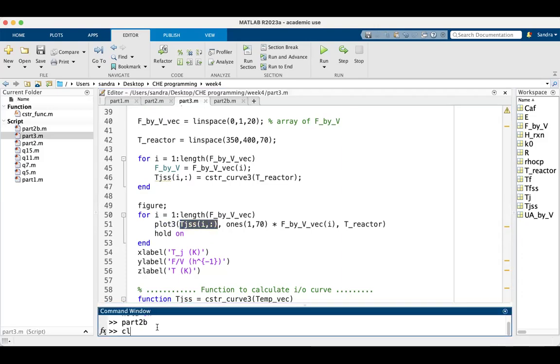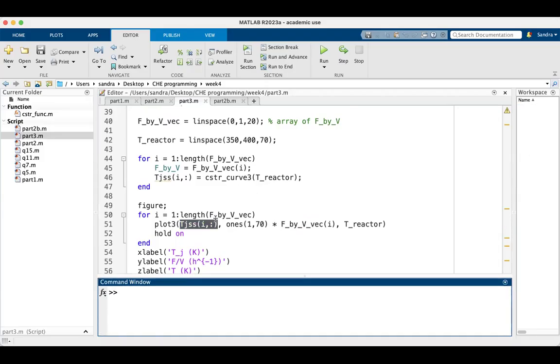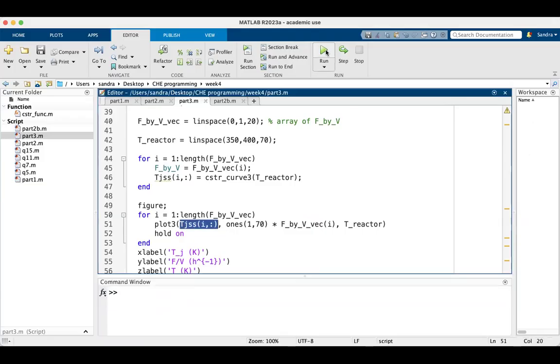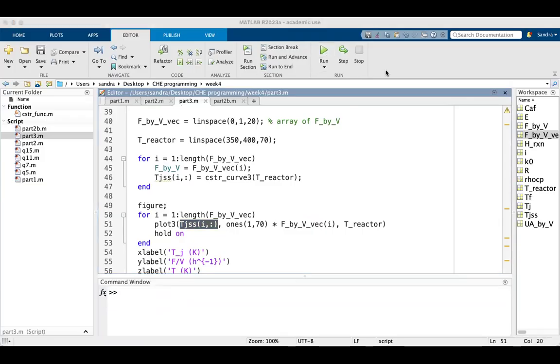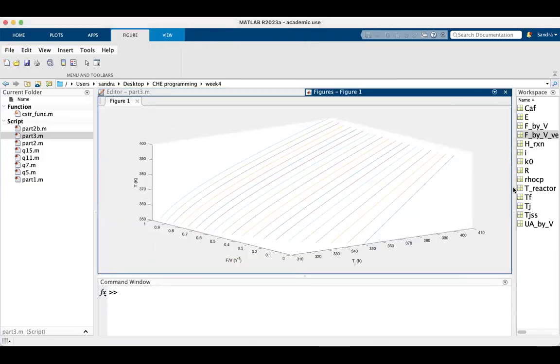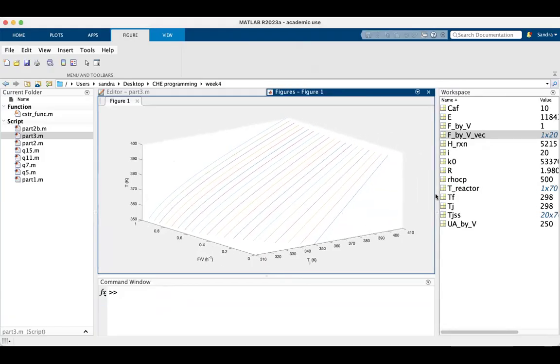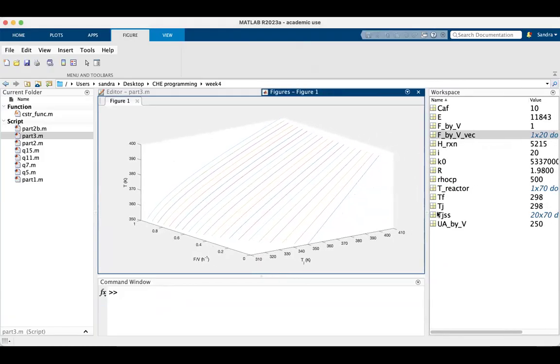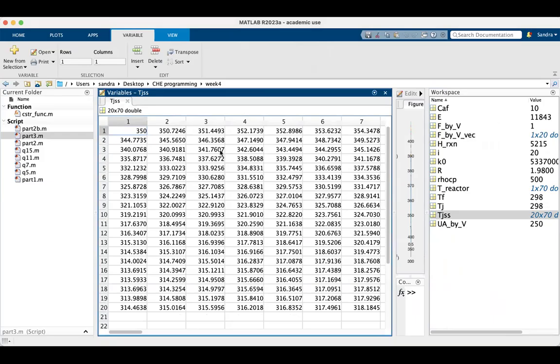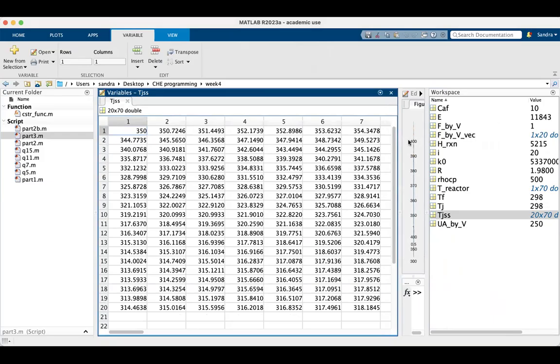I'll just run this code once. This is how the plot looks. This is the jacket temperature. It has 20 rows and 7 columns. Let's see why it's so.